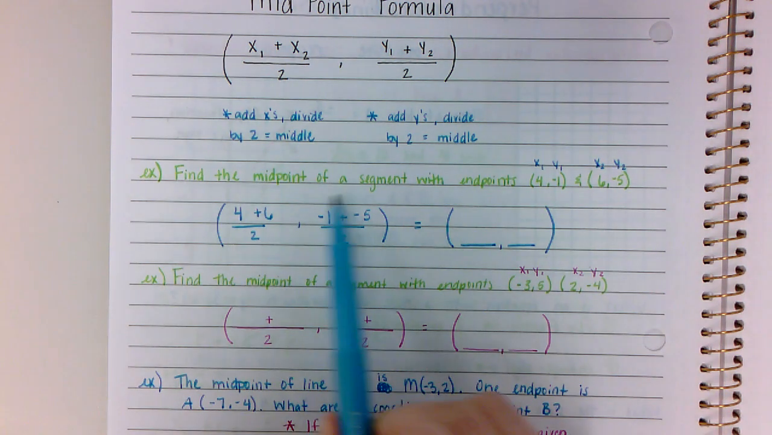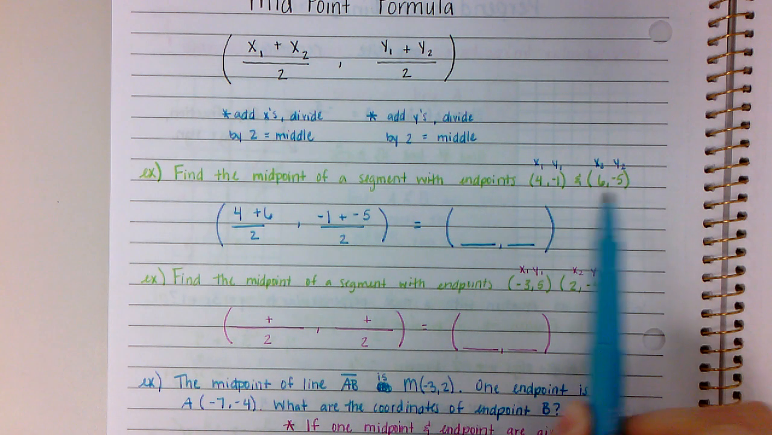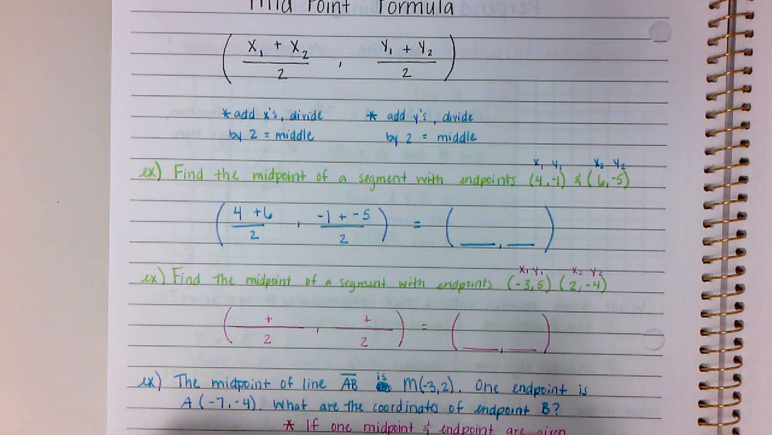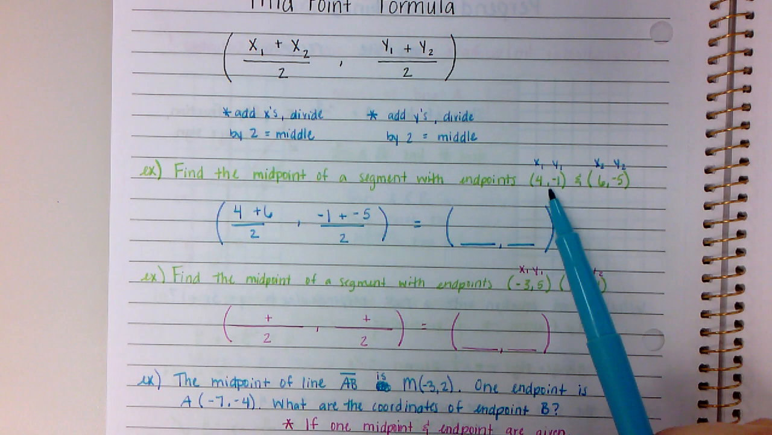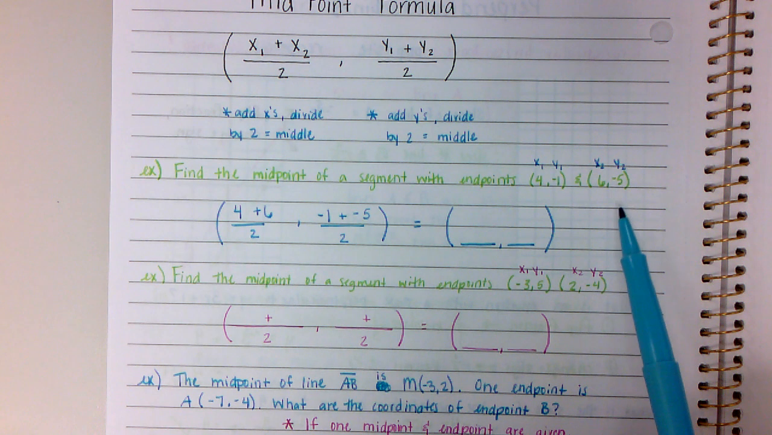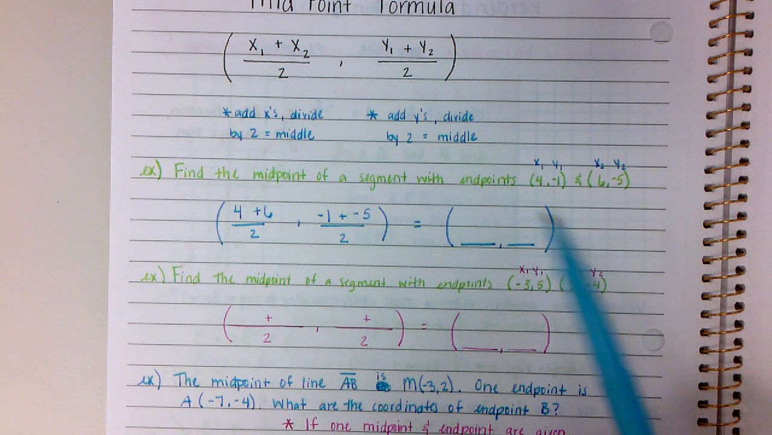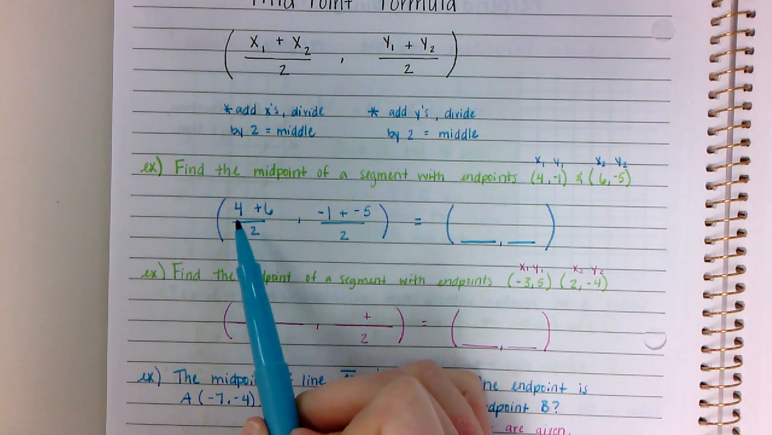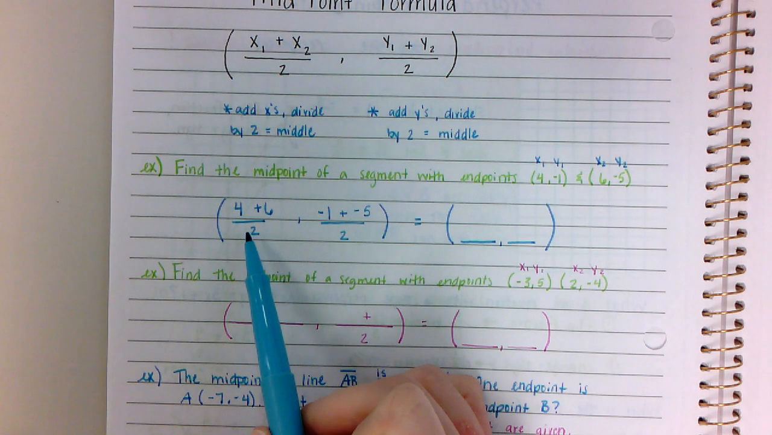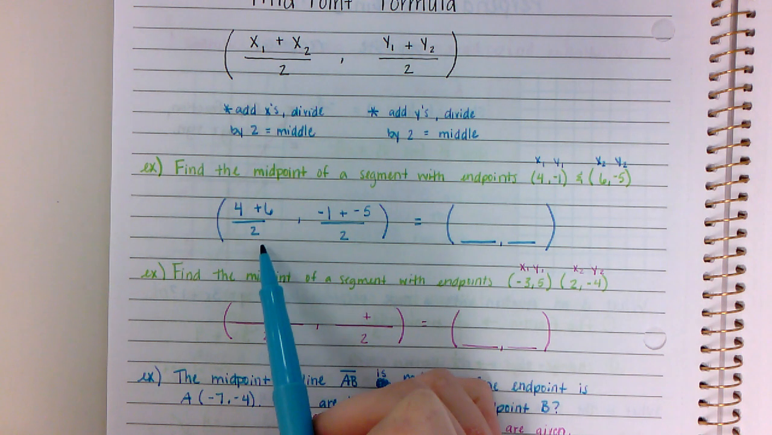So the first one says find the midpoint of a segment with endpoints (4, -1) and (6, -5). Okay, so if this were to be visually drawn on a graph, there would be 2 points. One point would be at (4, -1), and one point would be at (6, -5). And you'd have a little line segment, and they would want you to find the middle of those 2 points. So if we plug it into our formula here, 4 plus 6 is 10, right? 4 plus 6 is 10.